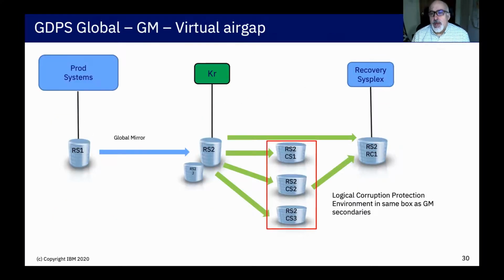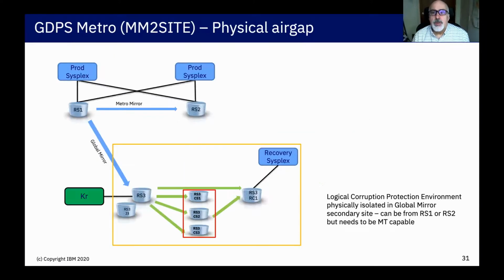The GM virtual air gap is supported for the GM secondaries, obviously, in that we can capture here a consistent point-in-time copy of your GM secondary devices, again, by pausing the Global Mirror session in a consistent state and capturing that backup, again presenting to a recovery sysplex in the same way as we've seen for other use cases.